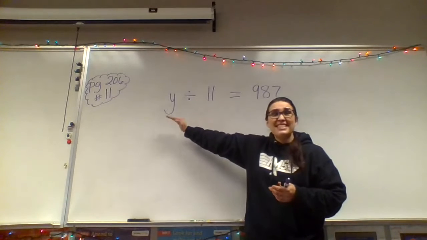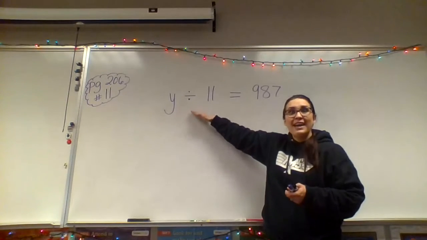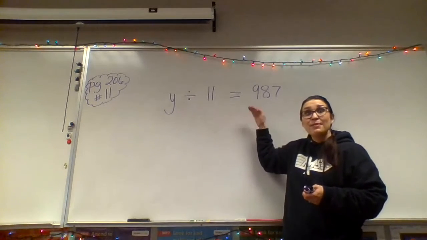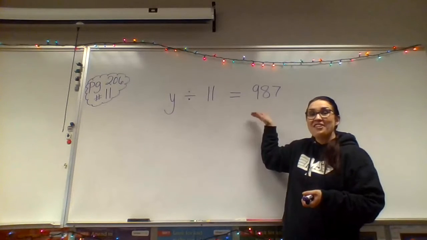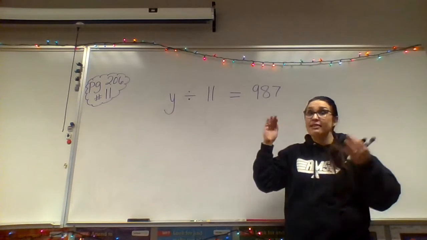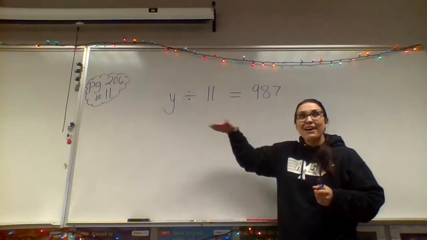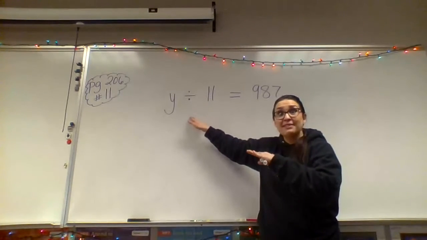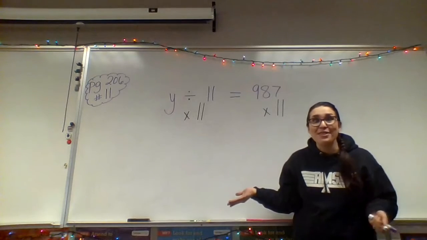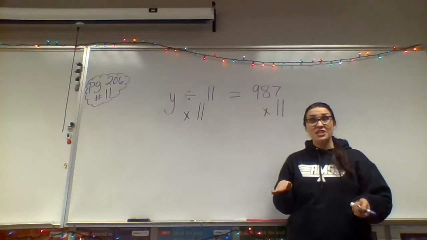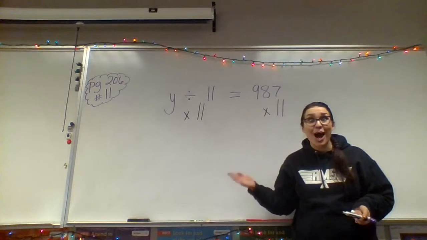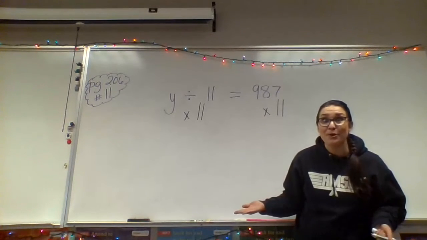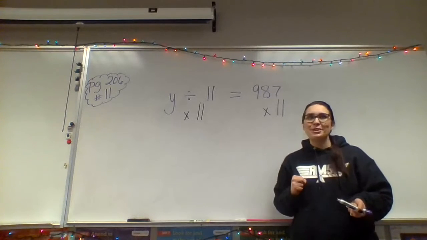This time I'm going to take y, I'm dividing it by 11, and then that gives me a quotient or an answer of 987. Now think to yourself, my friends, if I'm dividing by 11, well, how do I undo that dividing by 11? Well, you know that in order to undo division, we need to do the inverse operation or the opposite operation, which of course is multiplication.